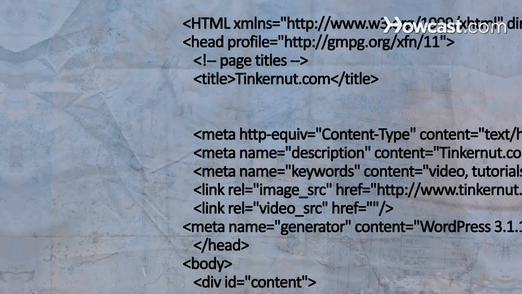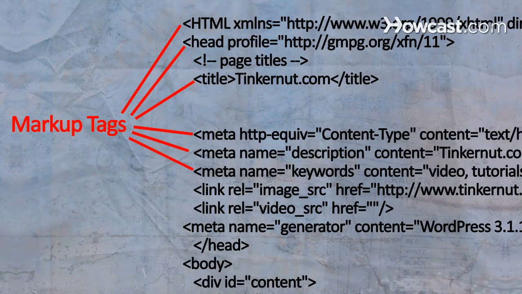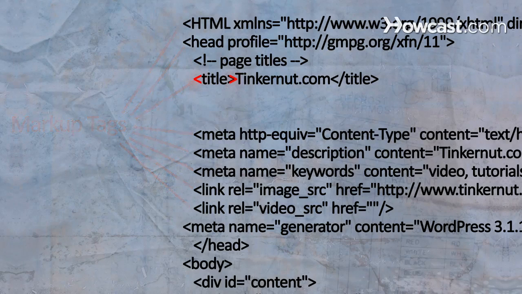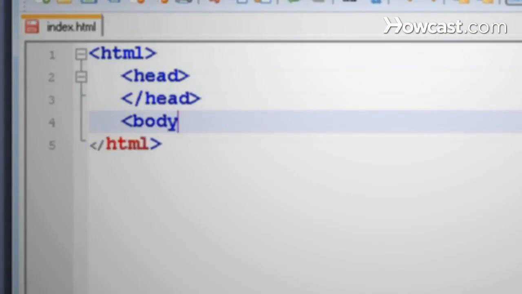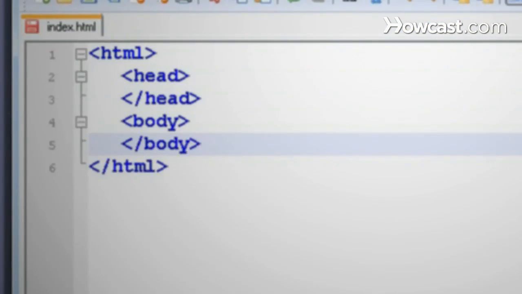HTML separates the different sections of a web page using what's called markup tags. These are characterized by angled brackets. Within the web page, you'll see a head section and a body section. The body section is where the content of the web page goes.